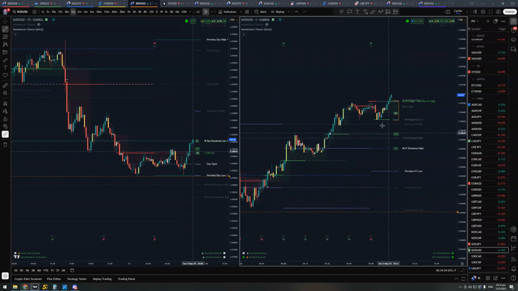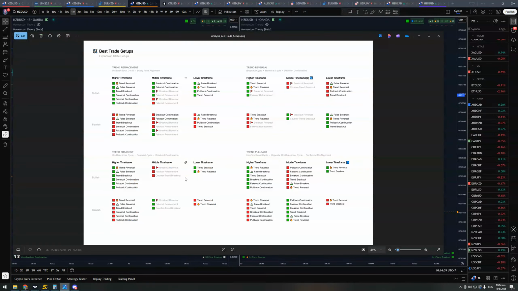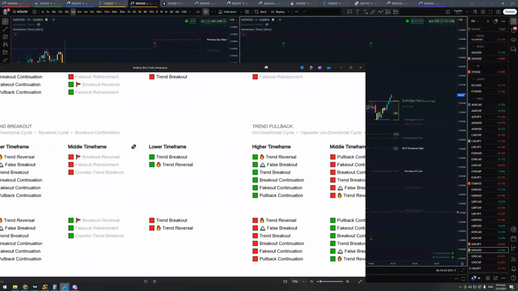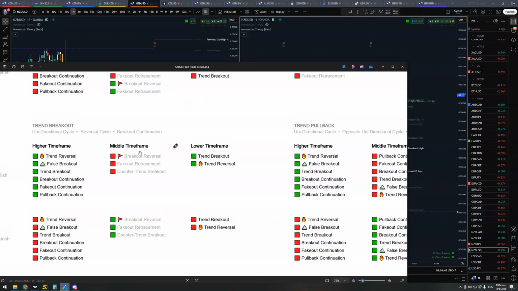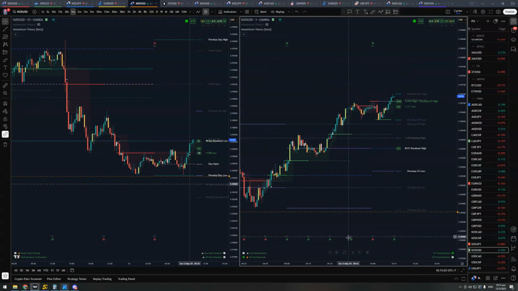So the breakout setup, I want to see higher time frame has to be in a unidirectional cycle. Middle time frame should be in a cycle that's going opposite direction, and then you want that unidirectional cycle, either a trend breakout or a trend reversal that breaks this one. So basically, all that means is that I'm just looking for a breakout and then a bearish fake out, and then a break above that.